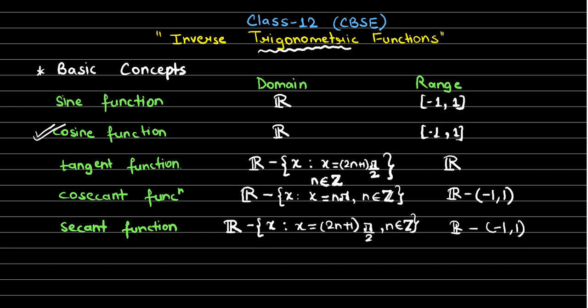And the last was the cotangent function, that is the cot function, which is the reciprocal of tan. Again, the same thing, we have to remove those points at which sine becomes 0, since tan is sine upon cos, right? We have to remove some points at which my function will become not defined. At what points is my tan not defined?